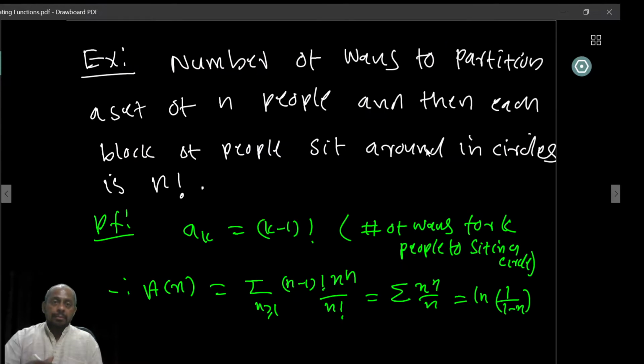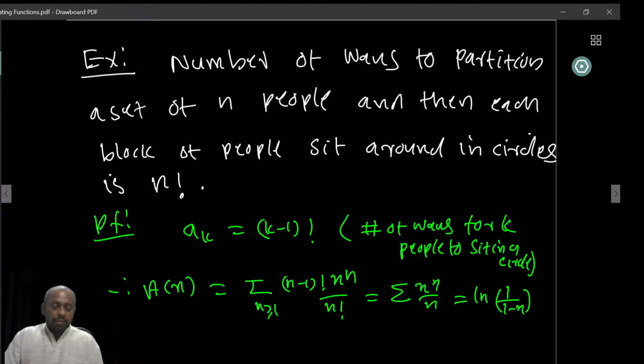Okay, so an example. The number of ways to partition a set of n people, and then each block of people you are asking to sit around in circles. And the claim is that is n factorial. So you ask n people, partition them into different non-empty blocks. Then each block you will say, okay, you guys go and sit in this round table, you guys go and sit in this table, you guys go and sit in this table, etc. So therefore, the number of ways of doing this is precisely n factorial. That is the claim.